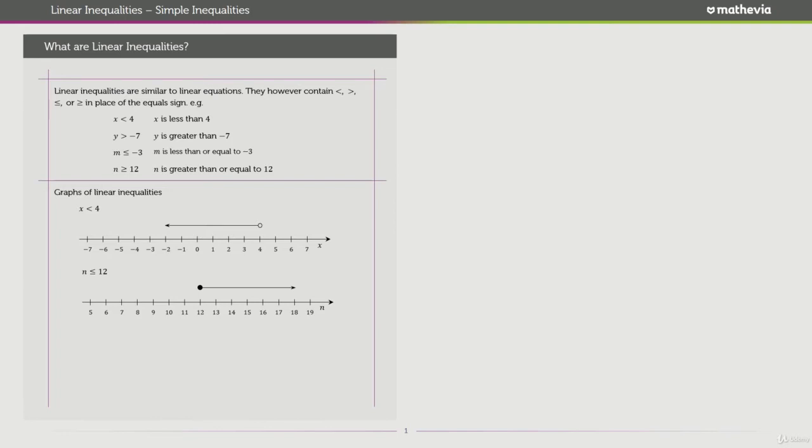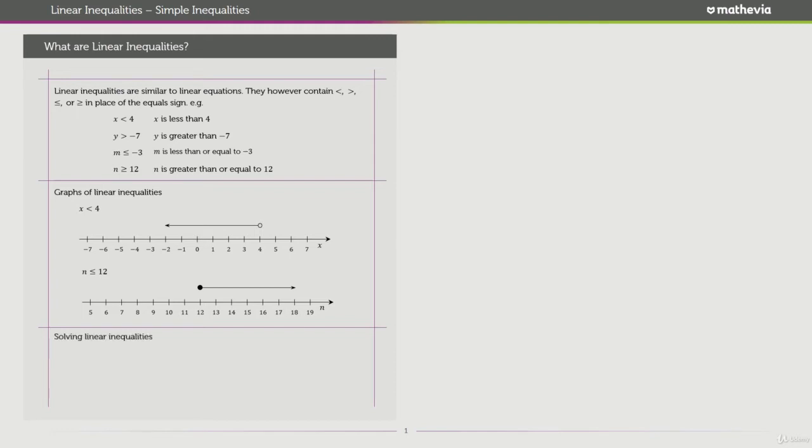For example, you had x is less than 4. You have all values leading up to 4, but not including 4. But for n is greater than or equal to 12, you have a solid circle telling you that 12 is actually part of this range of values, and you have 12, 13, 14, 15, and so on. And that's pretty much what we need to know about graphing linear inequalities.